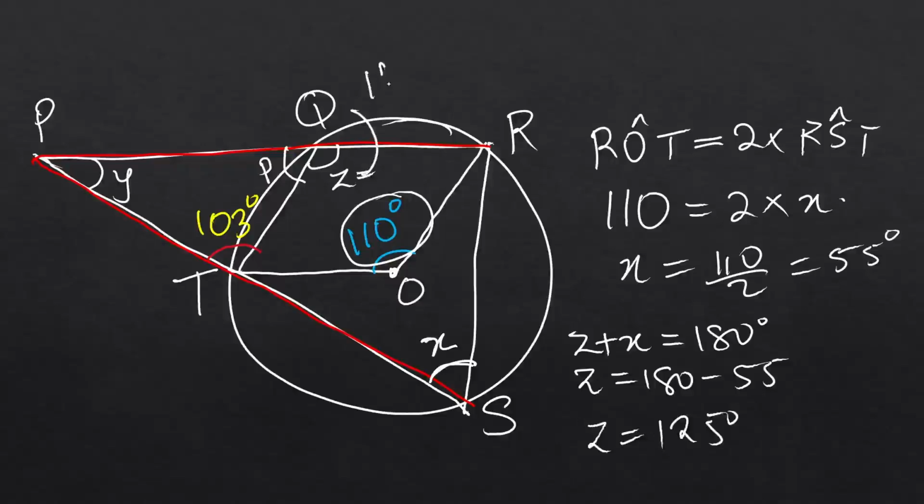So this place is 125 degrees. So what is P? Now, the sum of angles on a straight line is 180. So 180 minus 125, you have 55. So P is 55. How? Because P plus Z is going to be 180 degrees, the sum of angles on a straight line. And that is how I got my P to be 55.